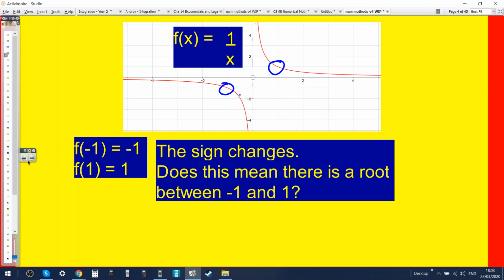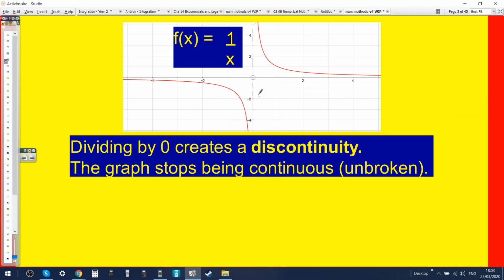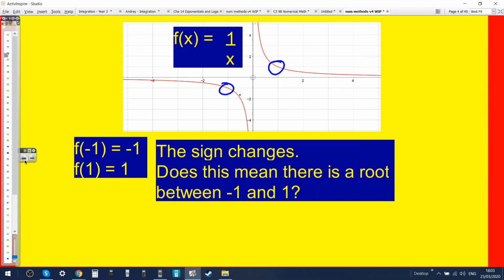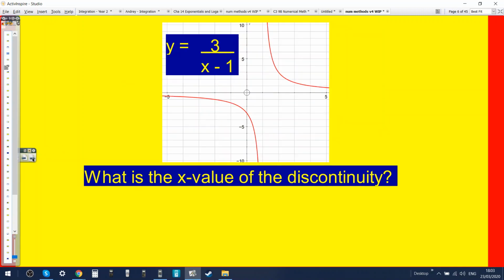And this is called a discontinuity. So that's fancy for broken line. This is a continuous line. It's unbroken. This line is discontinuous, broken in the middle there.